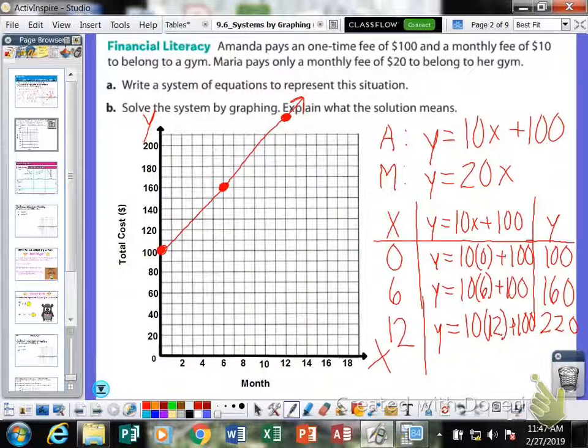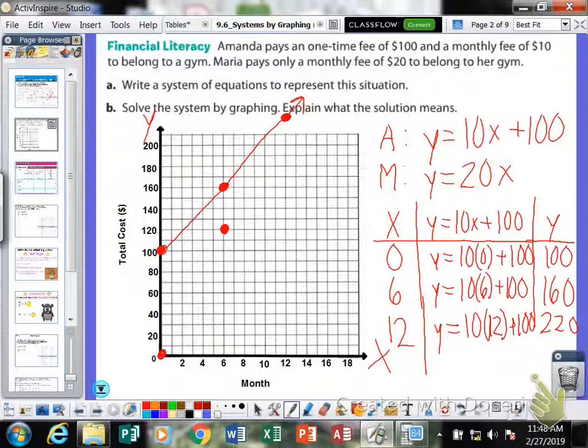Okay, now to find Maria's, all I have to do is substitute those same values in for her equation. So I have y equals 20x. So if I plug in 0 for x, I'm going to get y equals 0. So I would have the point 0, 0. So my line's going to start down here. If I plug in 6 for x, I'm going to get y equals 120. So I go on my x-axis to 6, and I go up to 120. So that point's going to be here.